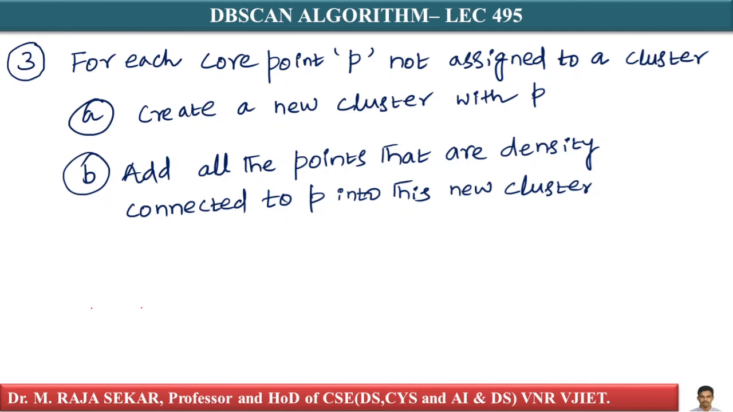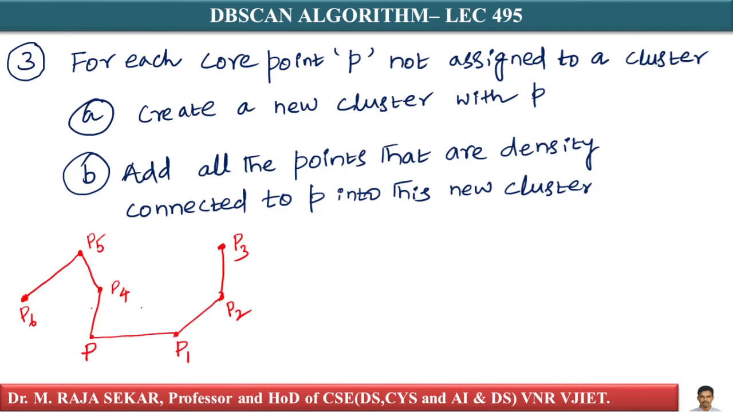So what does densely connected mean? If this is my core point P, let me just try to recall, we discussed this density connectivity already. This is my core point P. If P1 is within an epsilon distance, it is density connected. Remember, P2 is also density connected with P. Similarly, if you have points P3, P4, which I already discussed in the previous lecture, P5 and P6, all these points are densely connected.